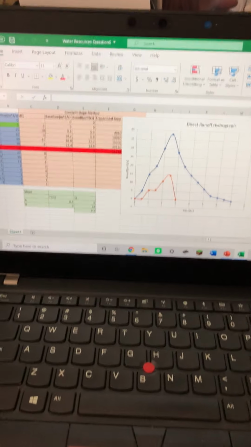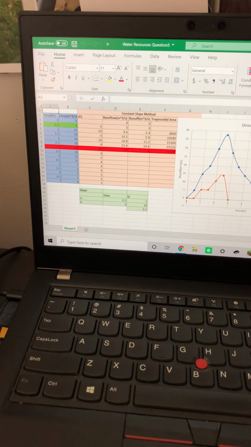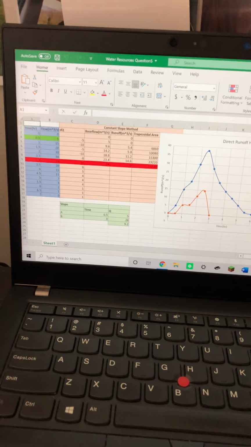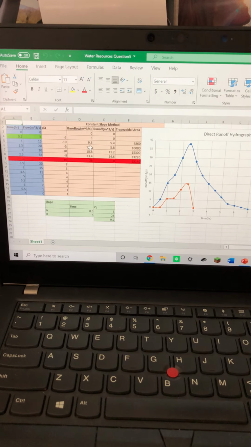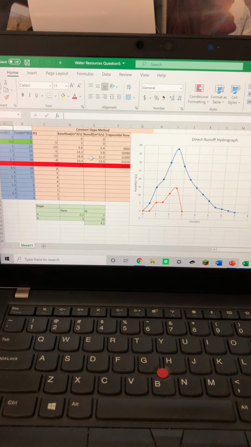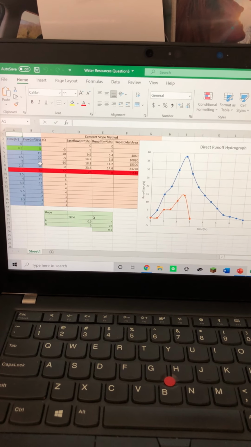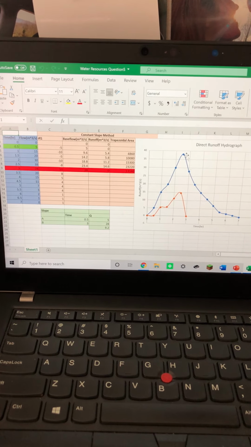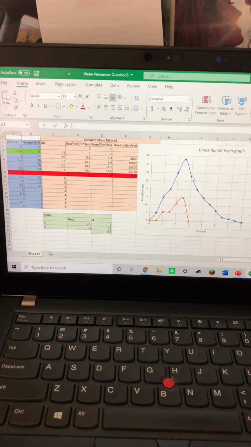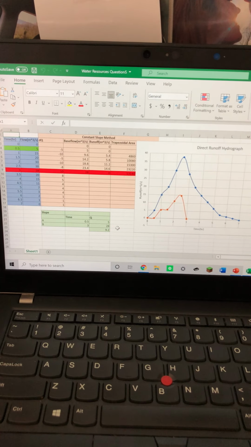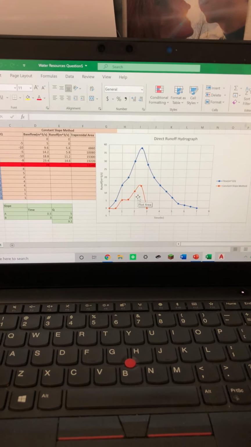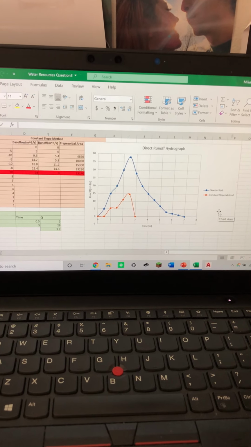And then question 5 was the Excel problem. For this problem, I used the constant slope method. I found all my DQ values. From there, I found my slope. I also found the inflection point, which is the turning point, so the inflection point's right here, the one right after. I was able to calculate the slope. And this is the final direct runoff hydrograph using the constant slope method.